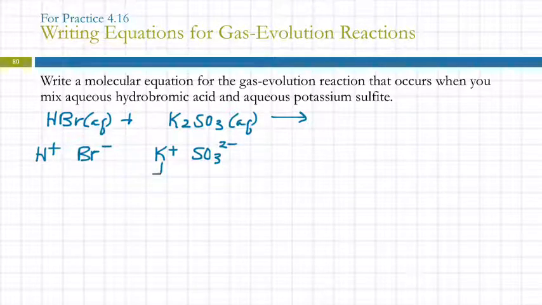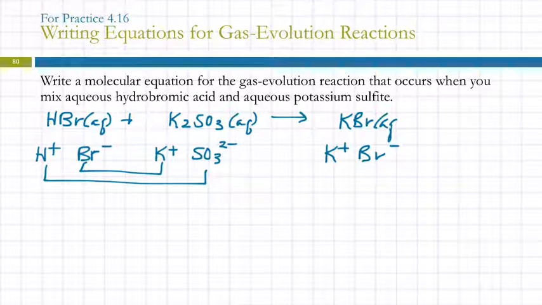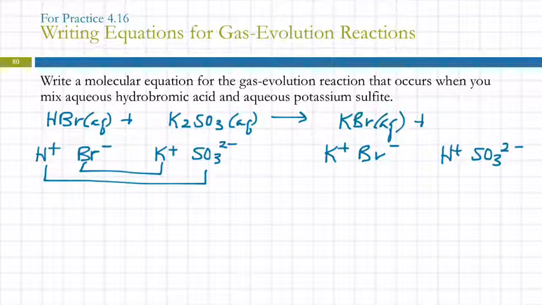Predicting products, we're going to swap partners. So I'm going to get K plus with Br minus. I'm going to see what they do. So that's going to make KBr, and solubility rules tell me that's soluble. And then I've got to put H plus and SO3 2 minus together. And that will give me H2SO3.